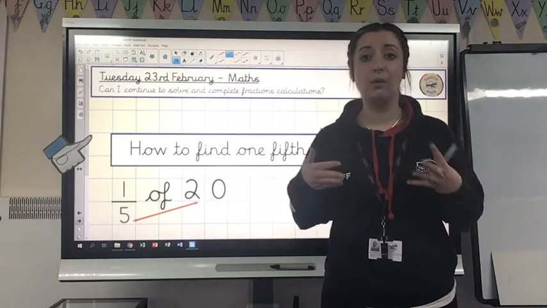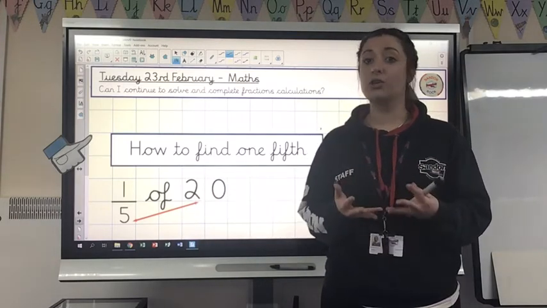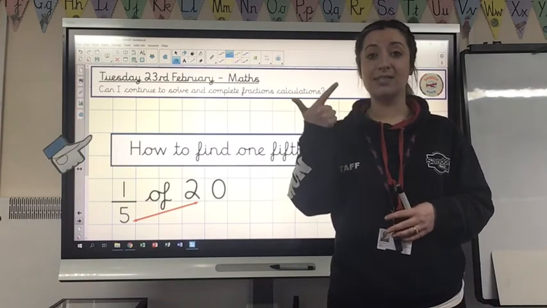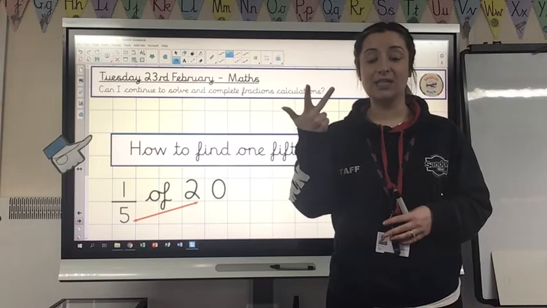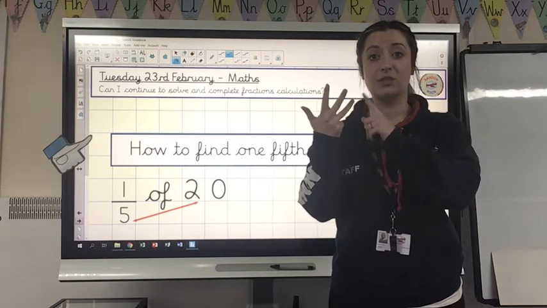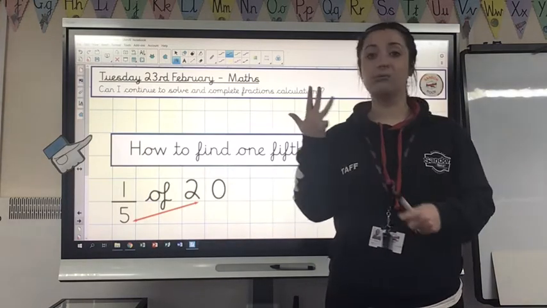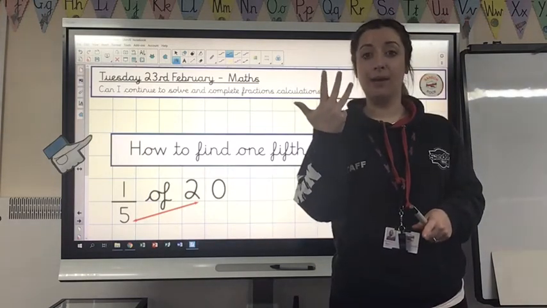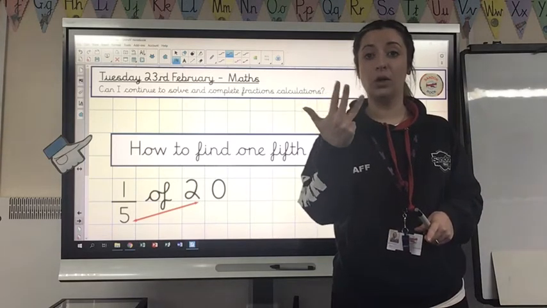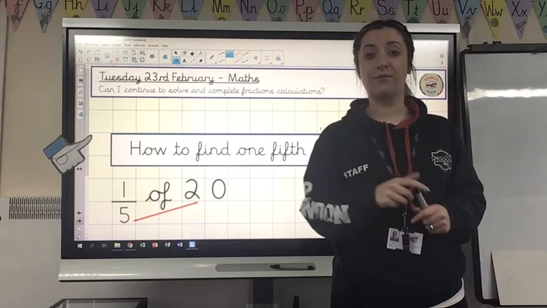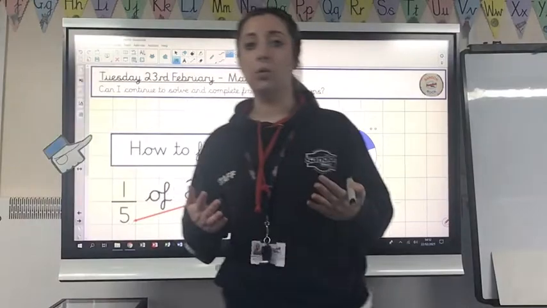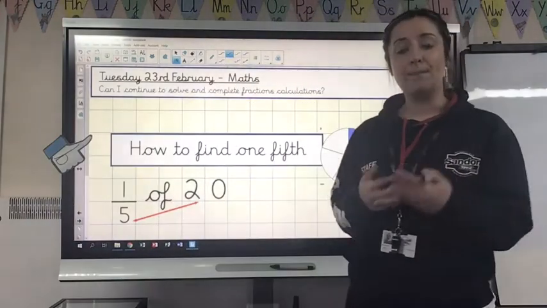So you can count along with me at home if you want to, or you can do it in your head. So 1 times 5 is 5, 2 times 5 is 10, 3 times 5 is 15, 4 times 5 is 20. Now I'm going to stop on 4 times 5 is 20 because that's the amount. How many lots of 5 make 20? 1, 2, 3, 4. So 4 lots of 5 make 20. 1/5 of 20 is 4 because 5 lots of 4 make 20.